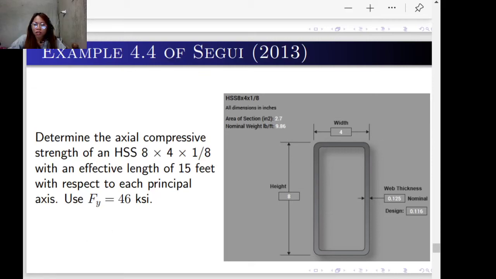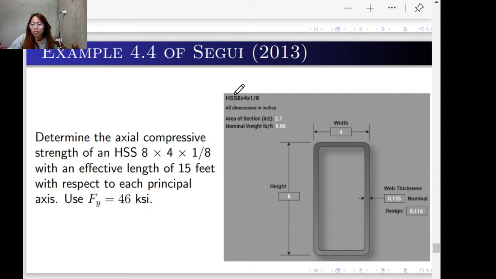So let's continue with this example. Determine the actual compressive strength of an HSS 8 by 4 by 1/8 with an effective length of 15 feet with respect to its principal axis. Use Fy equal to 46 KSI.